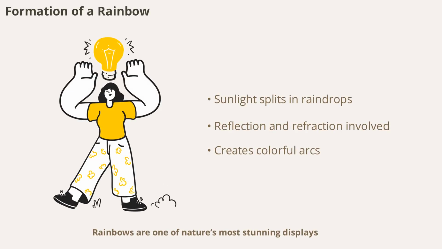Rainbows are one of nature's most stunning displays, and they're a direct result of dispersion, reflection, and refraction of sunlight in water droplets. As sunlight enters a raindrop, it bends, splits into colors, reflects off the inside surface, and bends again as it exits. This process creates the circular arc of colors we see in the sky. Understanding the science behind rainbows reveals the beauty and complexity of light in our world.